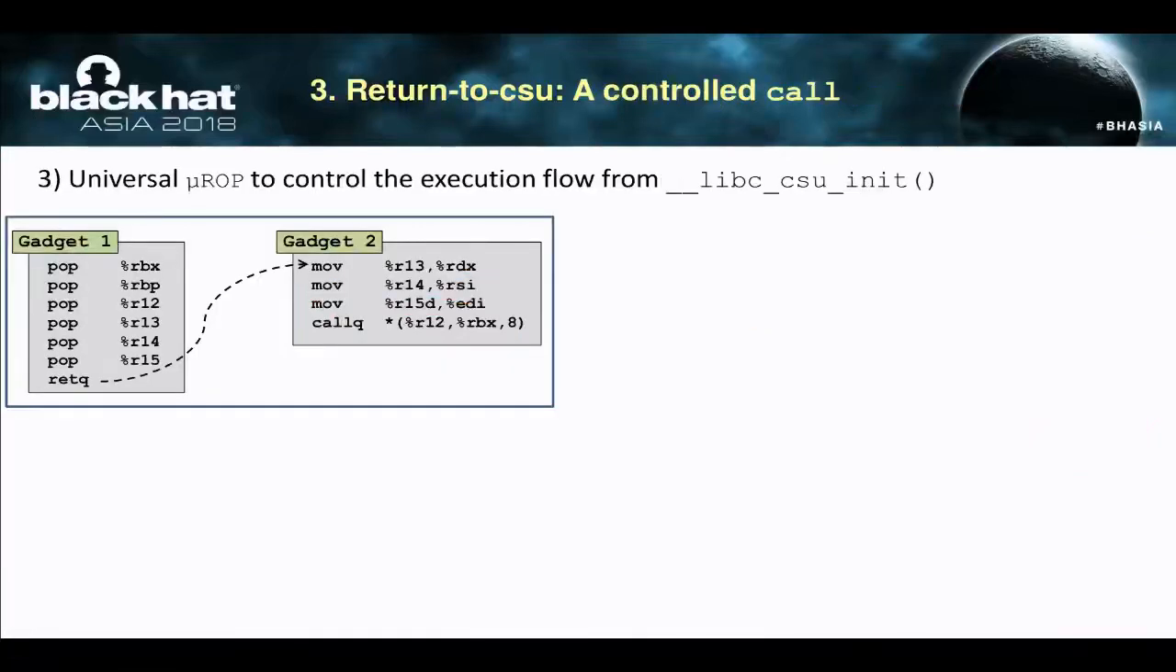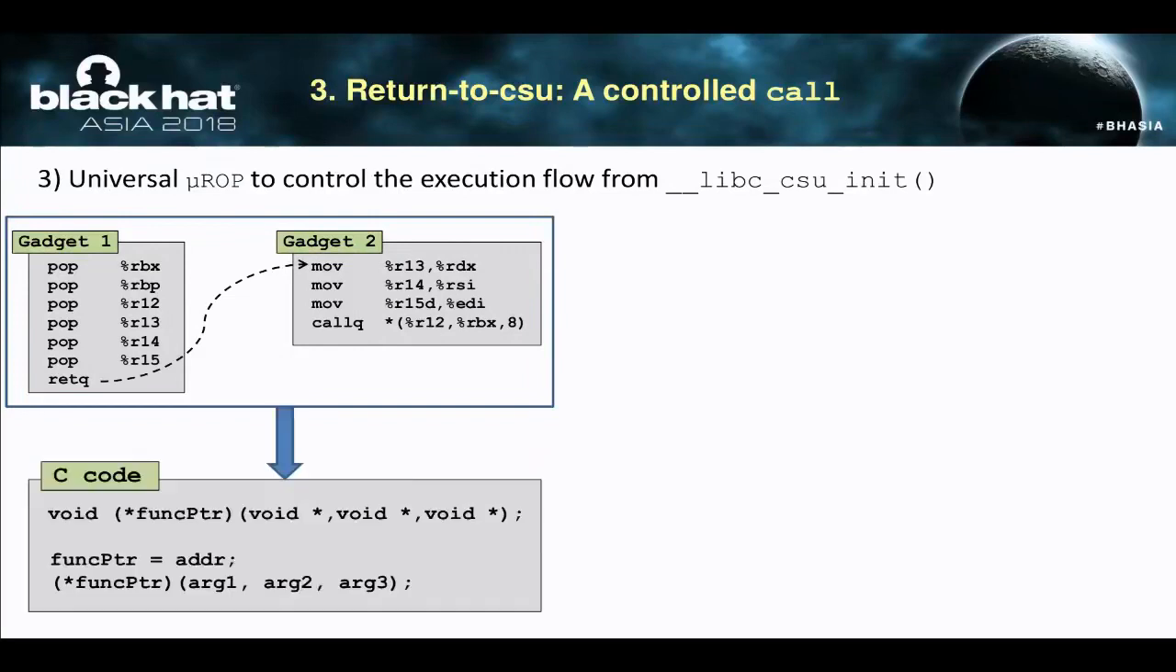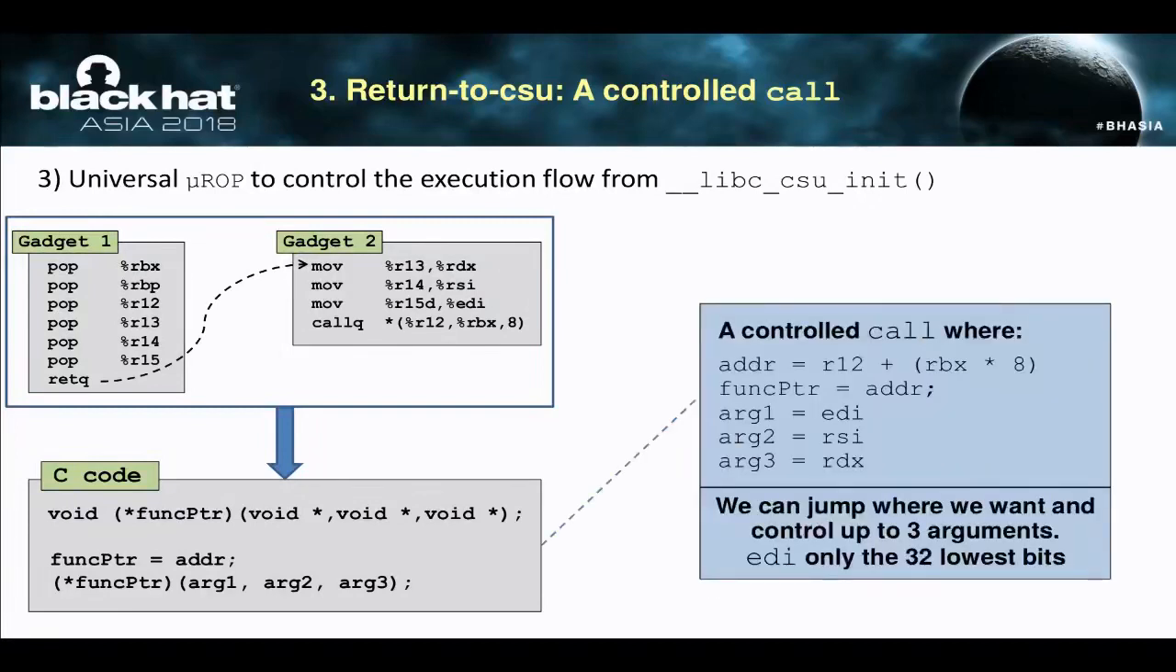So in summary, we can jump to the very first gadget. We can do these pops, okay? And we can, again, change the control flow to the moves. And basically what we have in C code is something like this. We have a function call with 3 arguments that we can control more or less, okay? So at this point we have a controlled call, where basically we can control almost 3 registers, except the first, which is only the 32 lowest bits, because this is not an R, it's an E, and we are using only half of the word, okay? So we can jump where we want and control up to 3 arguments, not bad.